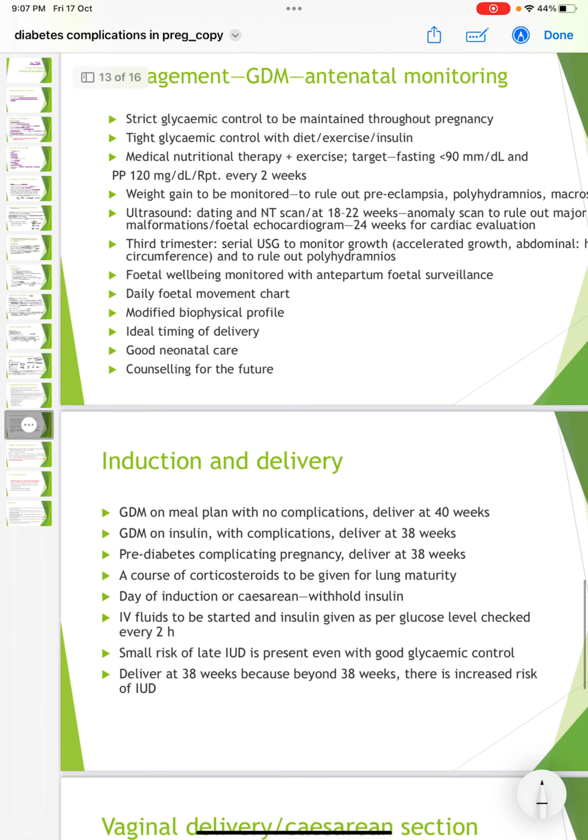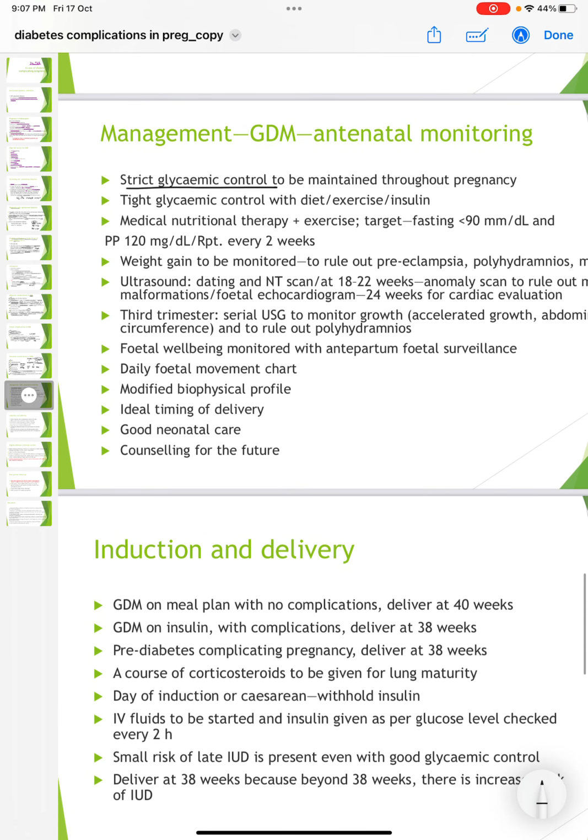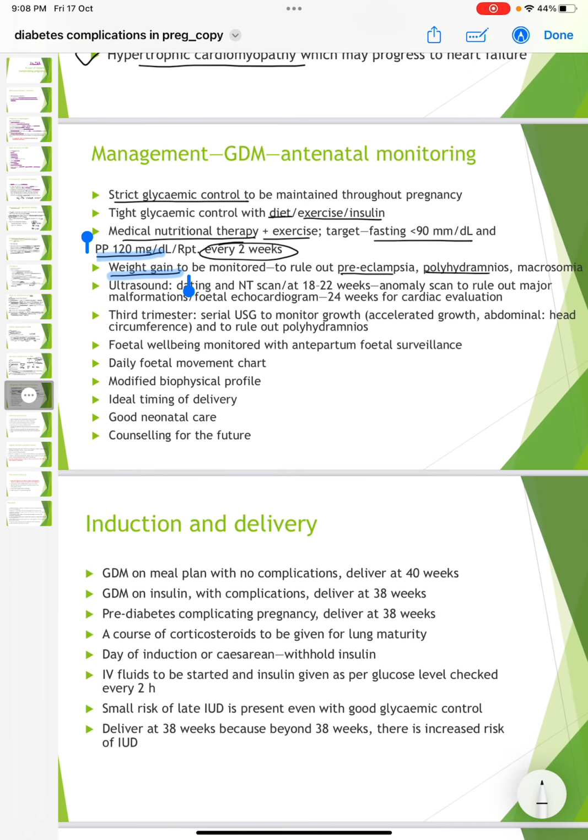Management. So management includes antenatal monitoring, so strict glycemic control with diet, exercise or insulin. Medical nutrition therapy with exercise. Target is FBS less than 90 and PPBS less than 120 mg per dL. Every 2 weeks I have to repeat if it is on MNT. Weight gain is to be optimal. Rule out preeclampsia, polyhydramnios and macrosomia.